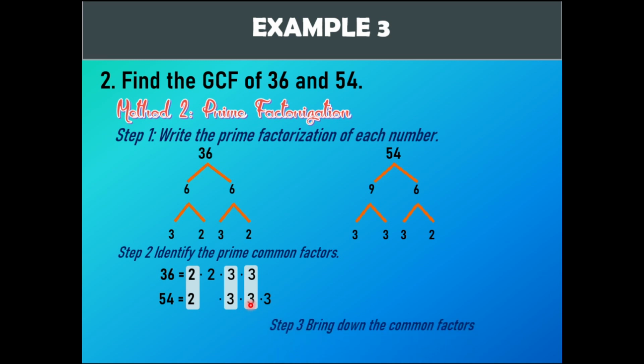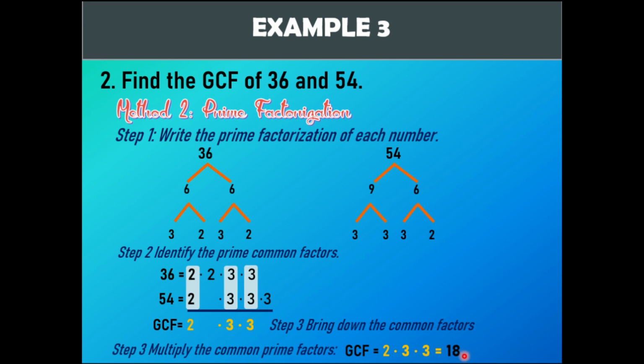Step 3. Bring down the common factors. So the common factors, or the GCF, is 2 times 3 times 3. And let's multiply the common factors. GCF of 36 and 54 is 2 times 3 times 3, which is equal to 18. So it yields the same GCF as our previous example using method 1. So this method is the prime factorization method. Let's have the next example.